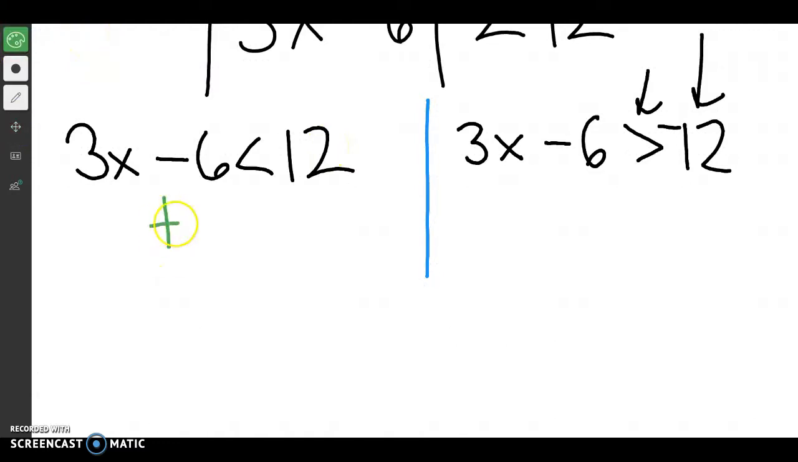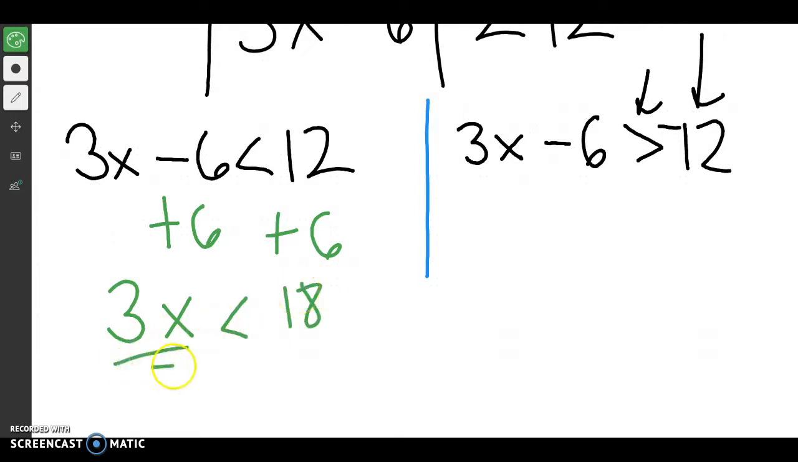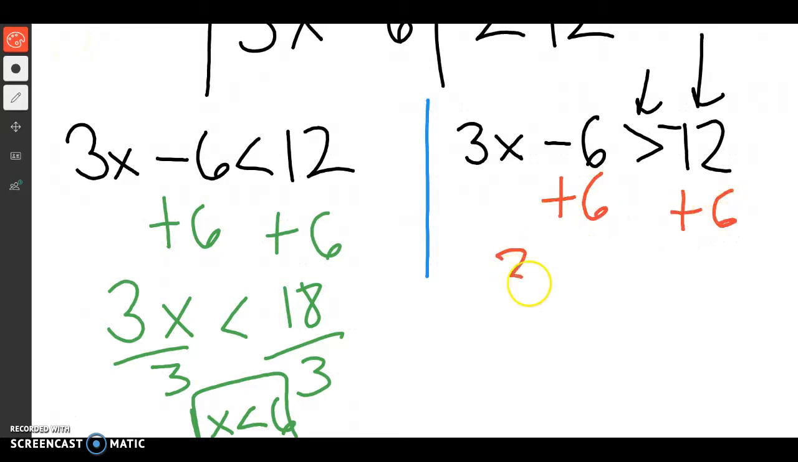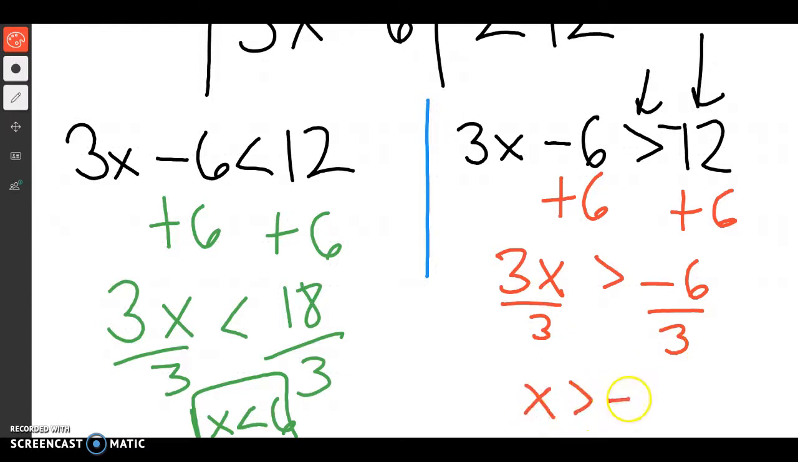So I'll solve this one first. We'll add 6, and I'll have 3x is less than 18. Divide by 3. I will get x is less than 6. So that's my one answer. Then I'll solve the negative side, so we'll just add 6. So we'll get 3x is greater than negative 6. Divide by 3, and x is greater than negative 2. And that's my other answer.